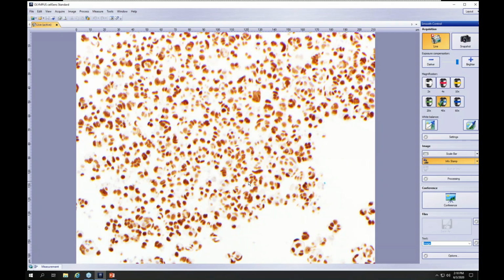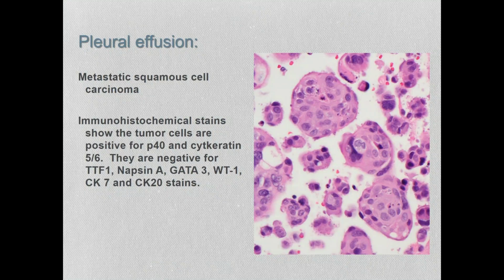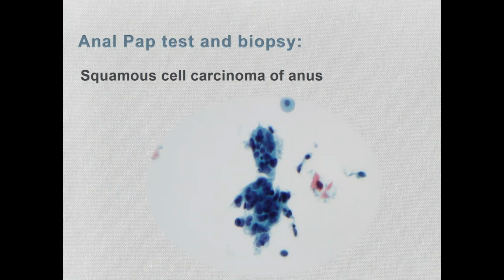If I move this out of the way, I don't know if I can move it. Okay, we'll go back to the PowerPoint. This is the patient's anal pap test. I couldn't find the biopsy to take a picture of it, but we thought this was a high SIL, more serious not excluded. The patient ended up having a squamous cell carcinoma on anal biopsy.